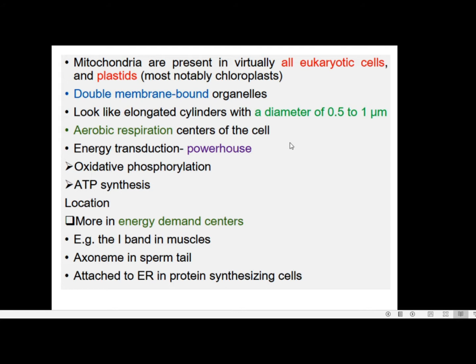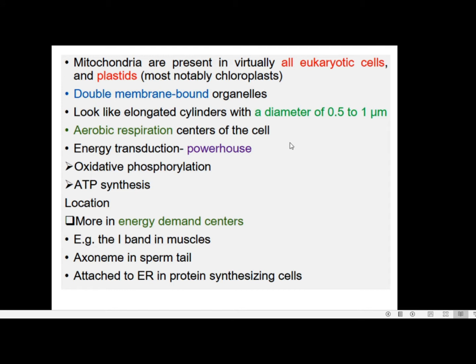externally they look like elongated cylinders ranging from a diameter of 0.5 to 1 microns, and they are considered to be the aerobic respiration centers of the cell. So what is aerobic respiration? Respiration is the process, or it is the oxidation by which nutrients are broken down in cells to release their energy. For example, glucose is the primary fuel of our cells, and glucose is to be oxidized so as to harness the energy from this molecule, and this energy is used for carrying out the life processes of the cell.